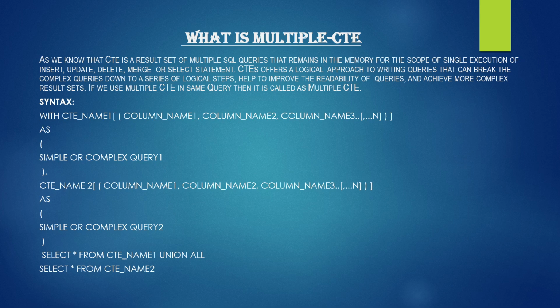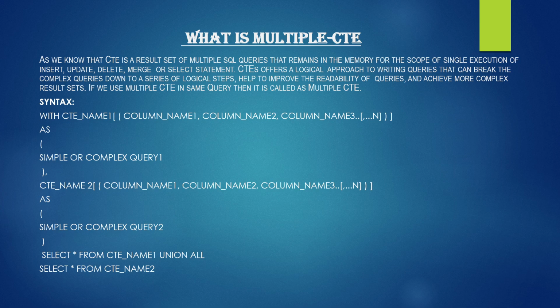As we know, a CTE is a result set of SQL queries that remains in memory for the scope of the single execution of an insert, update, delete, merge or select statement. CTE offers a logical approach to writing queries that can break complex queries down into a series of logical steps, helps improve the readability of queries, and achieves a more complex result set. If we use multiple CTEs in the same query, then it is called multiple CTE.